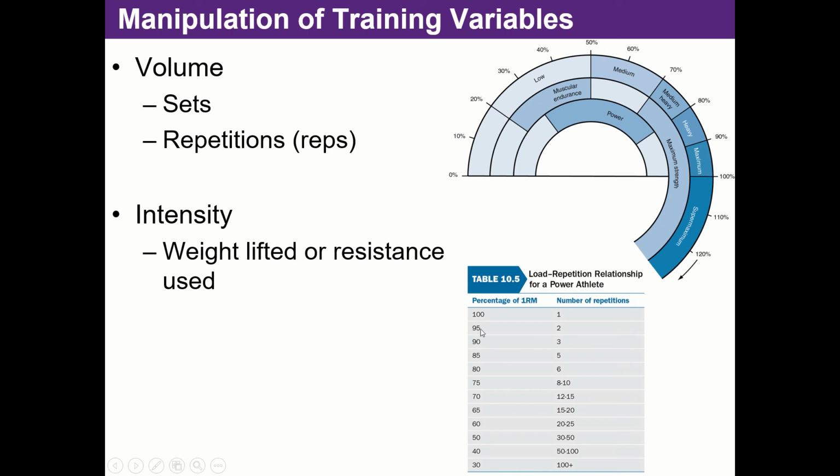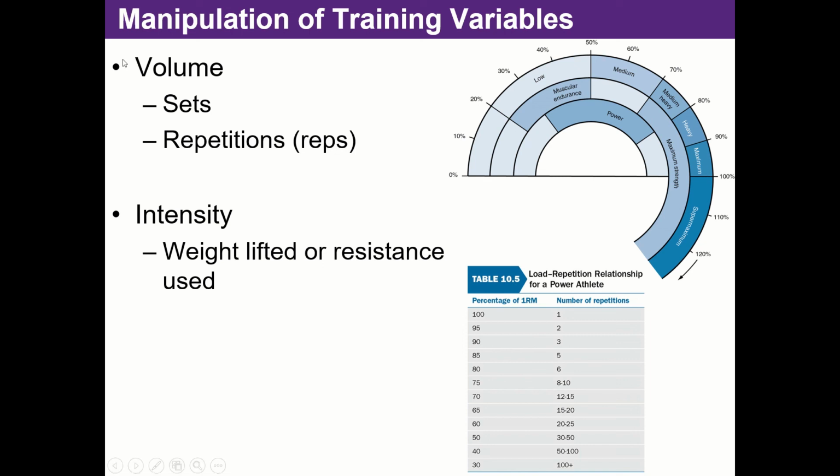And then this table I think is also pretty useful. This is percentage of 1 rep max. If you're lifting 100%, obviously you can only lift it one time. But if you drop it down to 95%, you should be able to get it twice. 90%, 3 times. 85%, 5 times. 80%, 6 times, on down. I think this is a pretty helpful little chart, and I'll refer back to it several times.